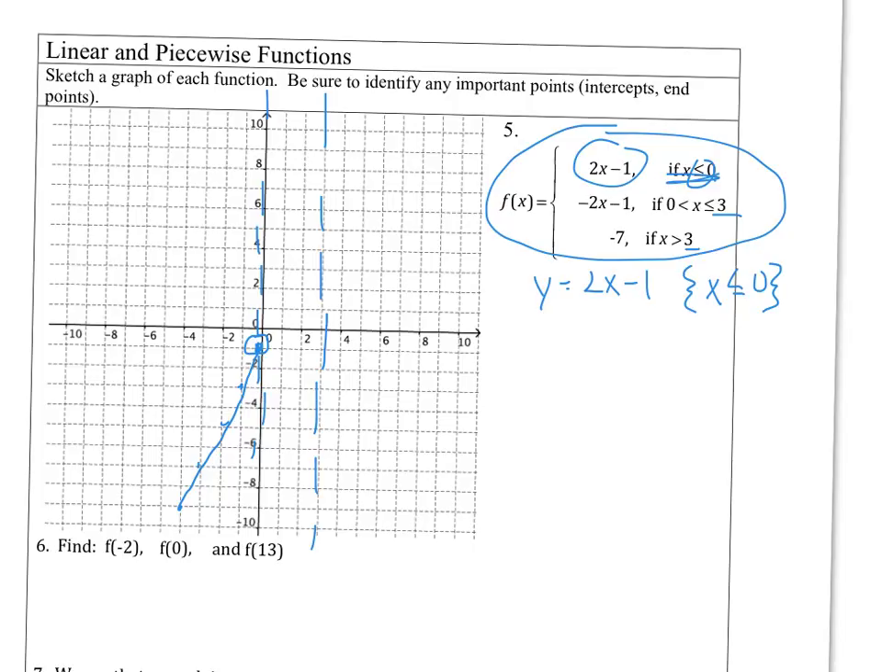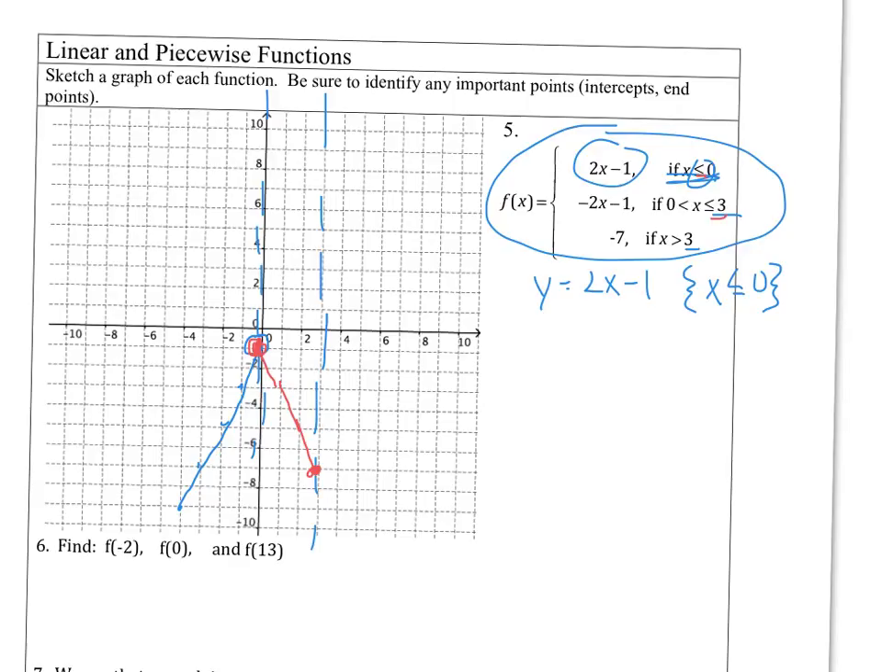Next thing, negative 2x minus 1 between 0 and 3. Thankfully, we're already starting at 0, so we can use the y-intercept again. I guess that first one should have been a closed circle anyway, but they overlap, so it doesn't really matter. So negative 2x from here means that we're going down 2 over 1, down 2 over 1, down 2 over 1. And then at 3, that's my next endpoint. I have a closed circle.